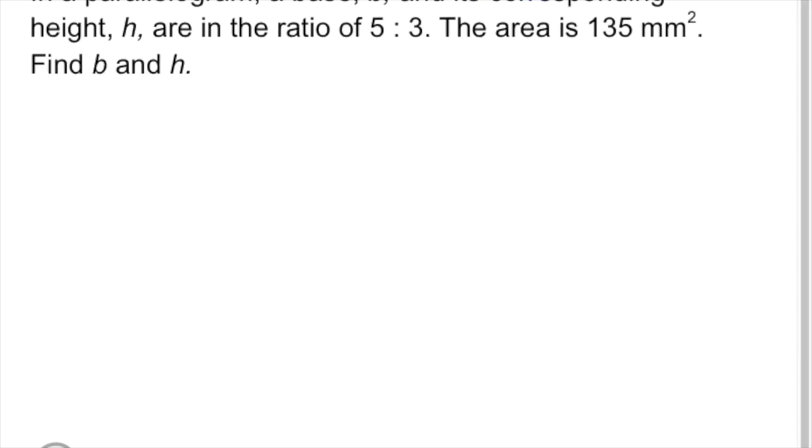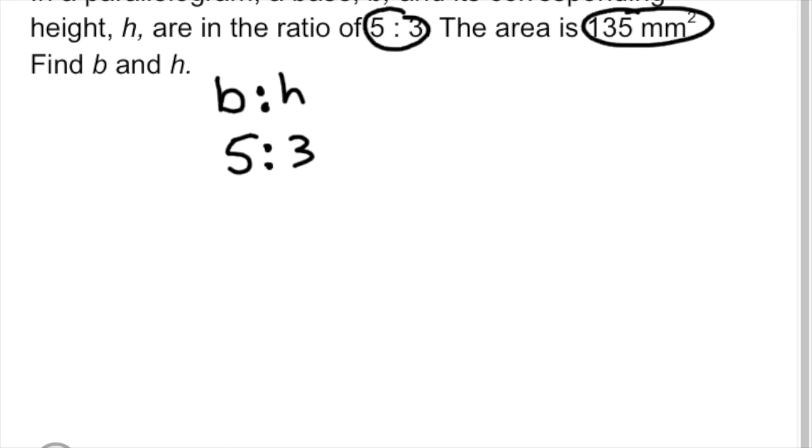Okay? Last thing I'll show you, kind of a trickier problem here. They gave us a ratio of the sides. Okay? So right there they gave us the base to the height. They're saying that the base to the height ratio is 5:3. So we know, we've kind of done problems like this. We also know that the area is 135 square millimeters. Okay? What we need to do is find what B is and what H is.